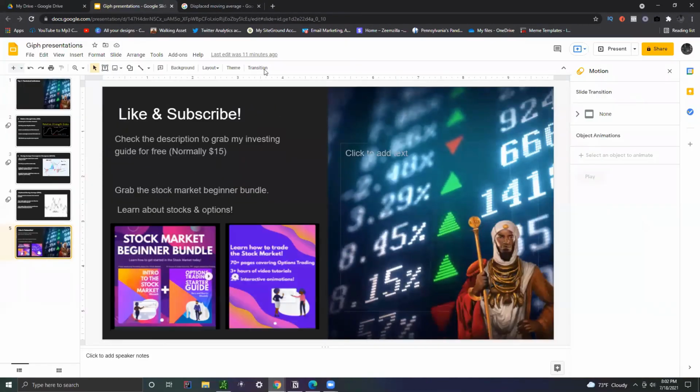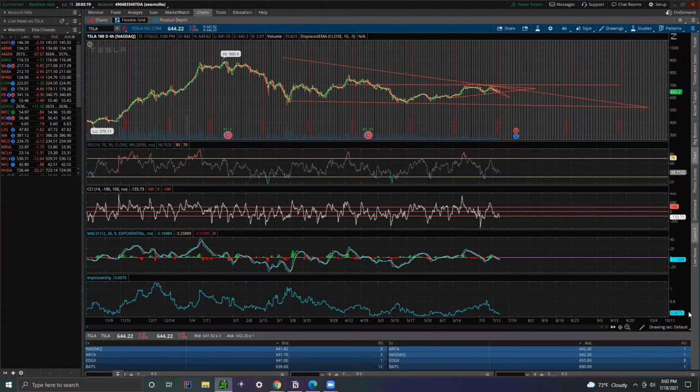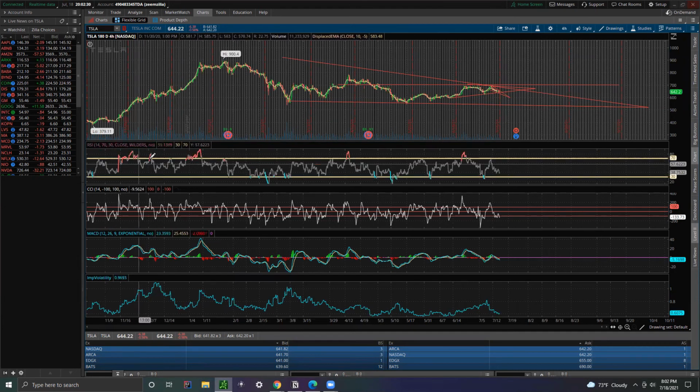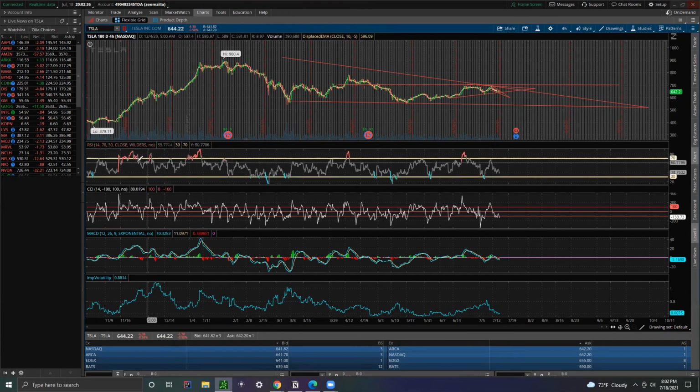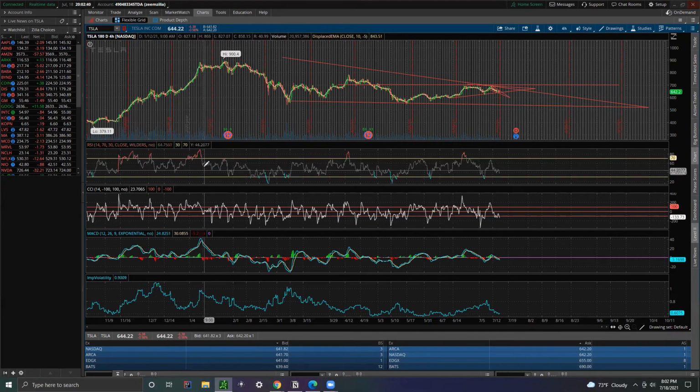Here we go. Okay. All right. So right here we're looking at Tesla. Chart looks a little messy, but that's beside the point. So take a look at the RSI. Notice how when it's red, that's signifying that it's overbought. And look what happens every time it's red. Every time it's red, it gets pulled back down.